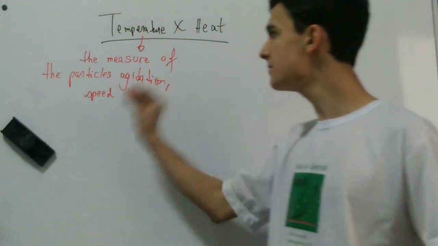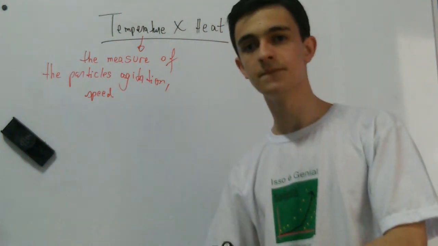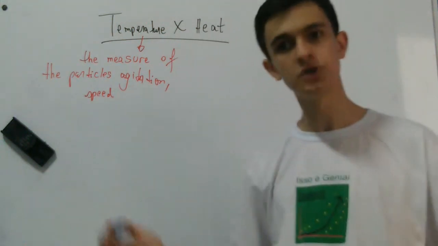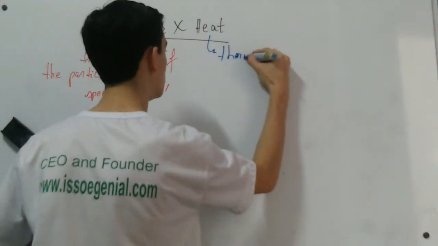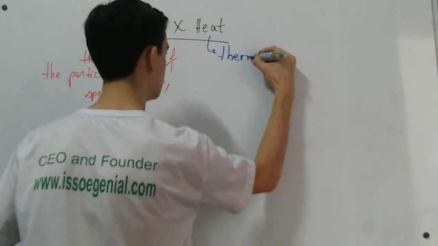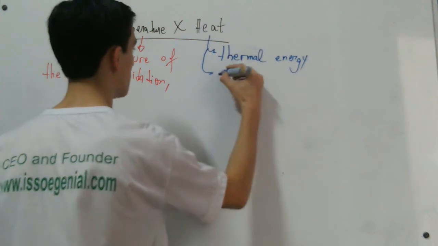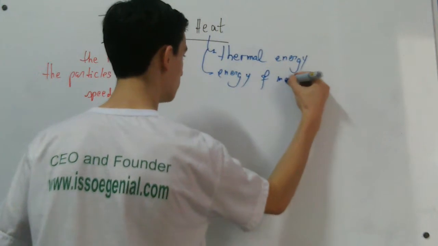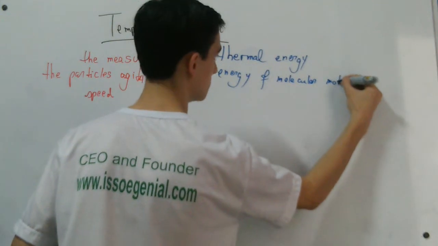So this is intuitive. Temperature is related to the speed. The higher the speed of the particles, the higher the temperature. And now what's heat? Heat is energy. It's a type of energy. Heat is thermal energy. You can also say this is energy of molecular motion.